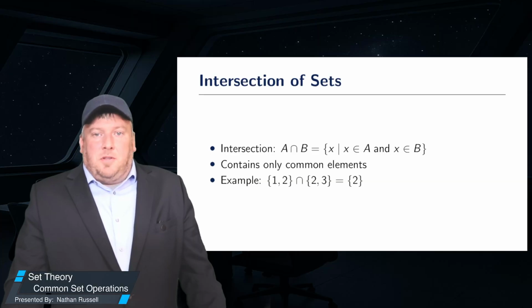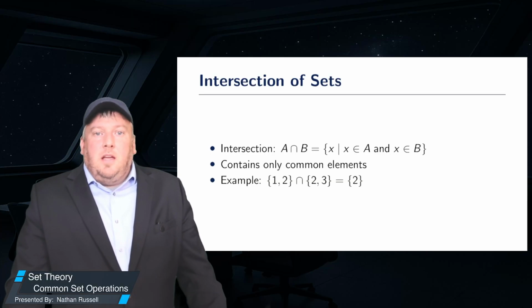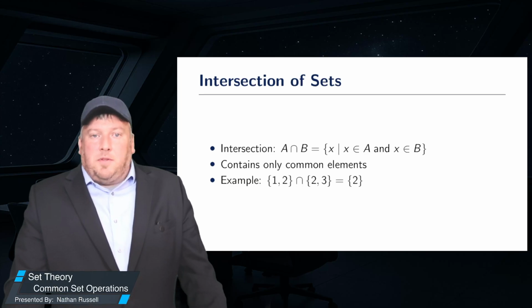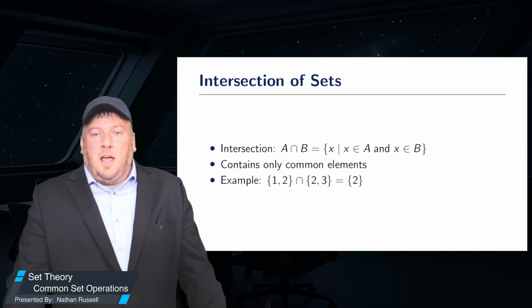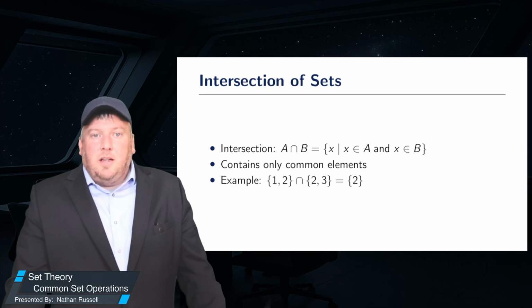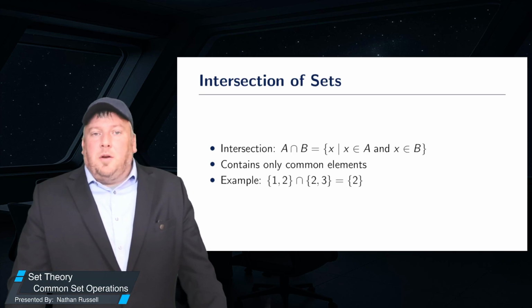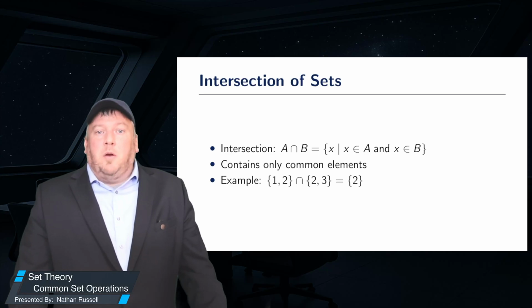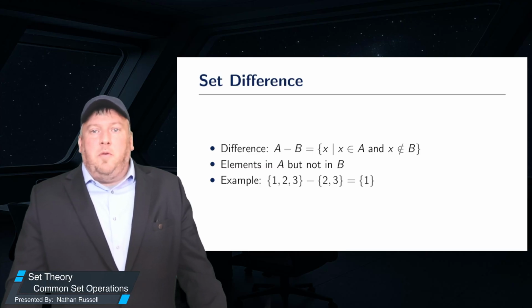The intersection of two sets is simply the set of elements that they have in common. It only contains what overlaps the two sets. For example, if A is the set 1, 2, and B is the set of numbers 2 and 3, then the intersection is just simply 2. Now, if they don't have any elements in common, the result will be the empty set, but it will be a set nonetheless.